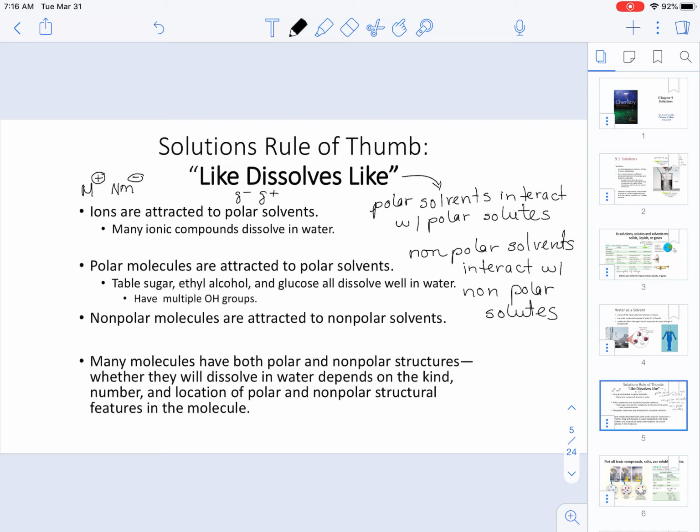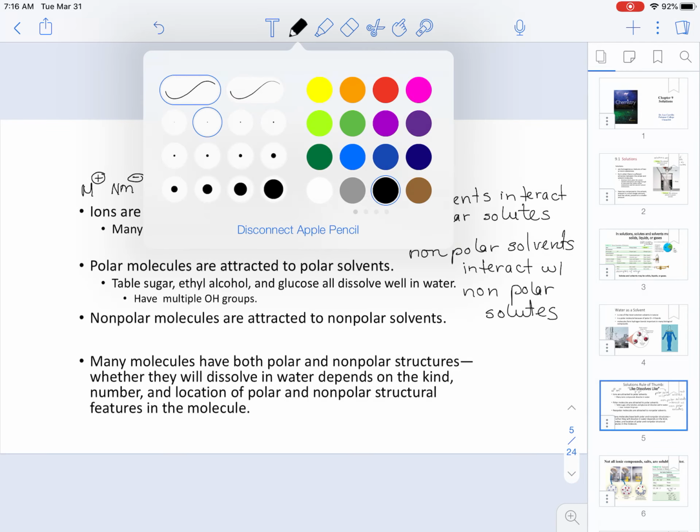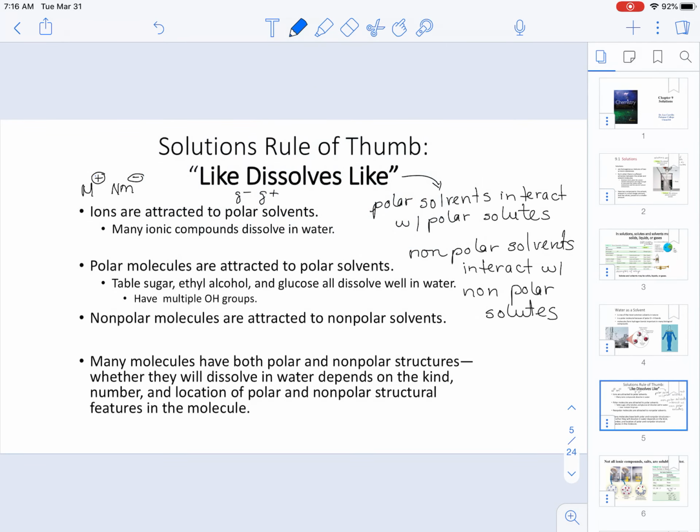So when we have ions interacting with polar solvents, understand that what happens is that the cation will be interacting with the partial negative, while the anion is going to be interacting with the partial positive of your polar solvent. Now, as I described, in like dissolves like, polar molecules are attracted to polar solvents. Non-polar molecules are attracted to non-polar solvents.